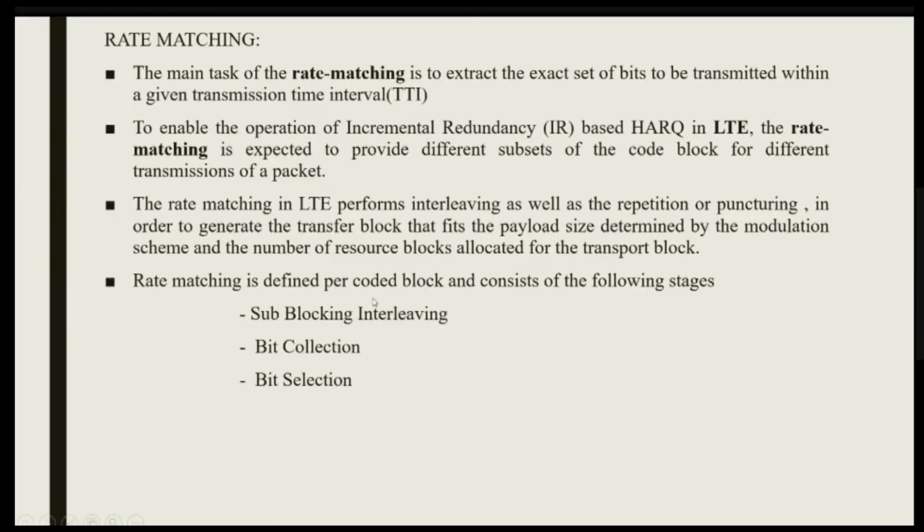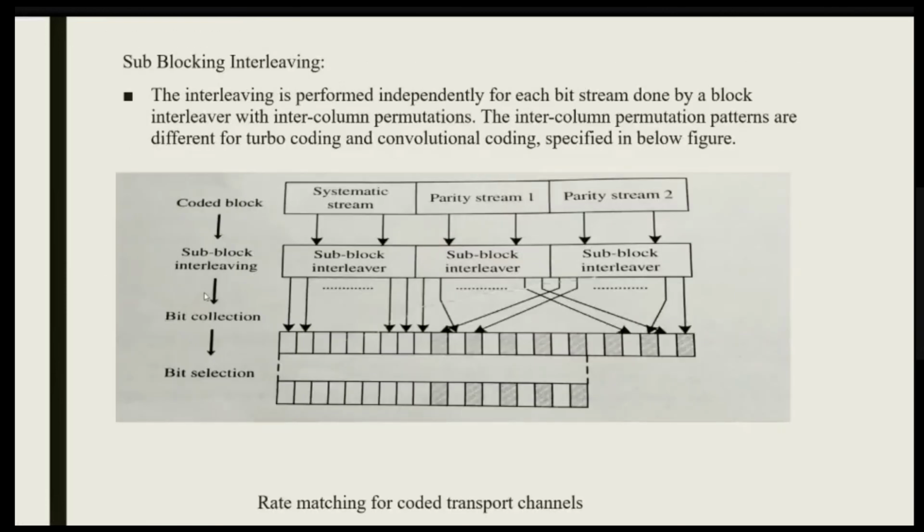Rate matching is defined for the coded block and consists of the following stages: sub-block interleaving, bit collection and bit selection. These are the different sub-processes involved in the rate matching process. Sub-block interleaving: the interleaving is performed independently for each bit stream by a block interleaver with inter-column permutations. The inter-column permutation patterns are different for turbo coding and convolution coding.